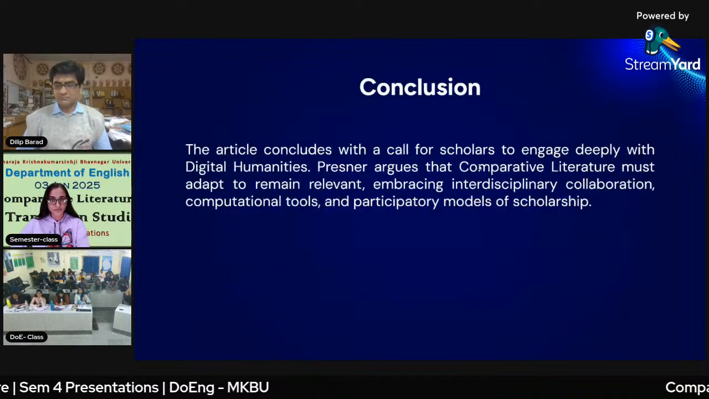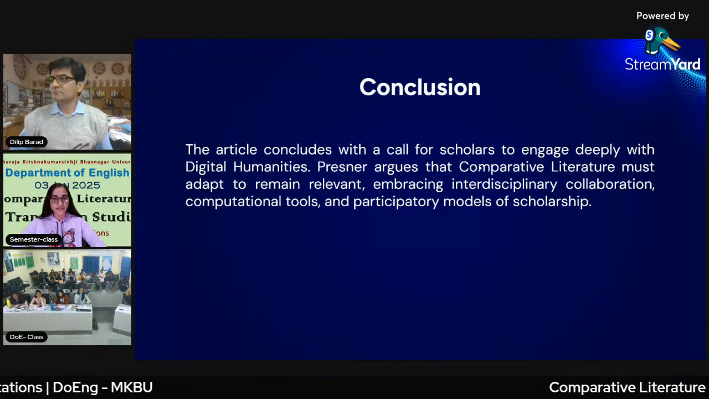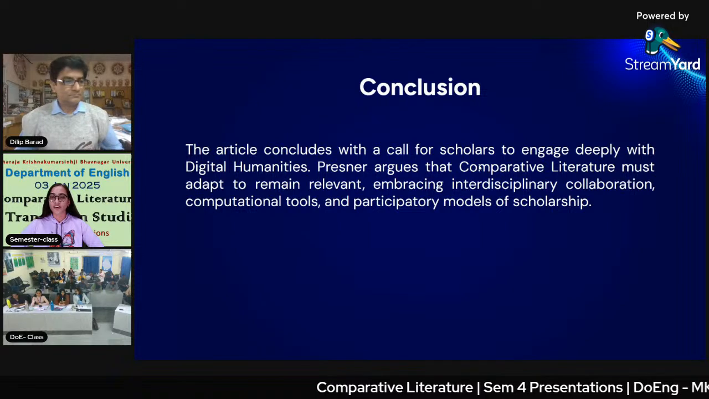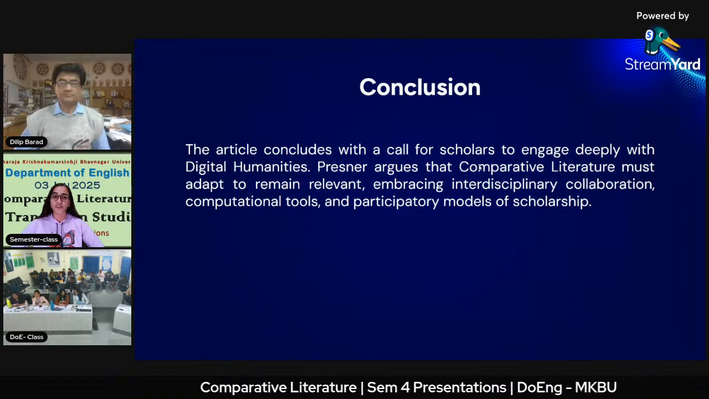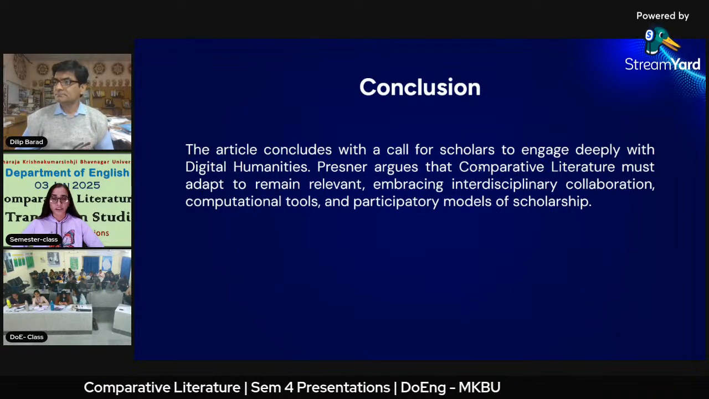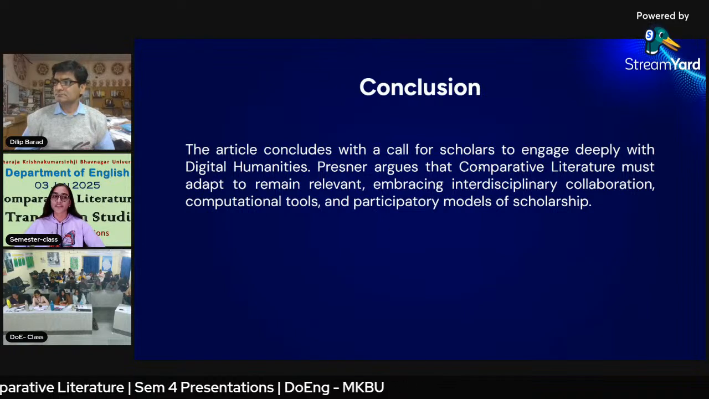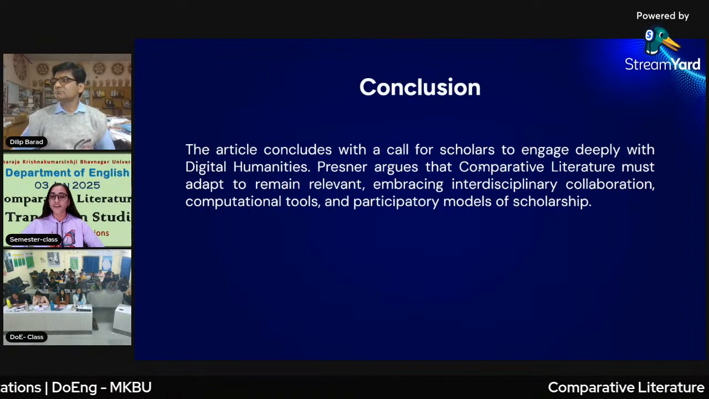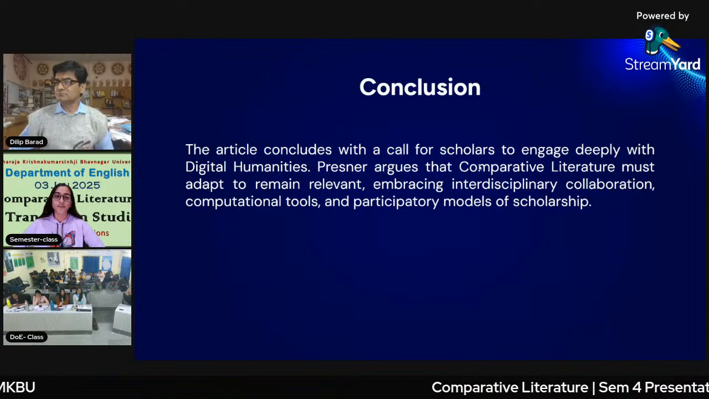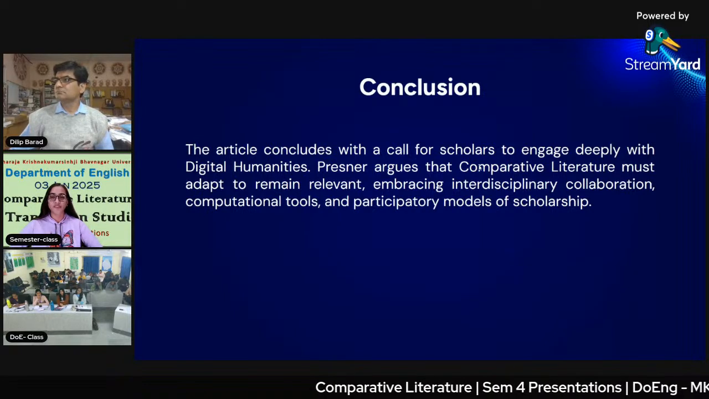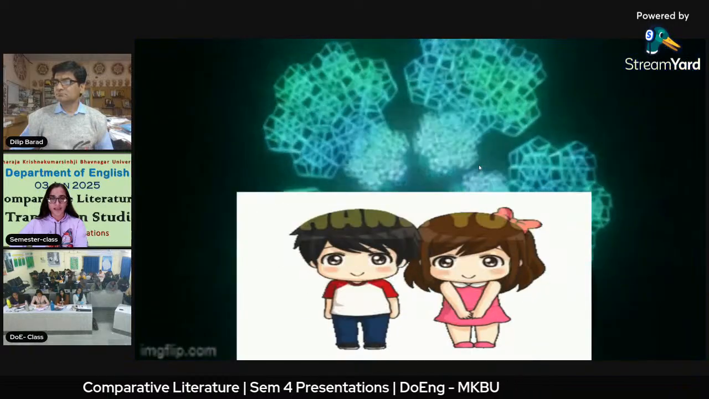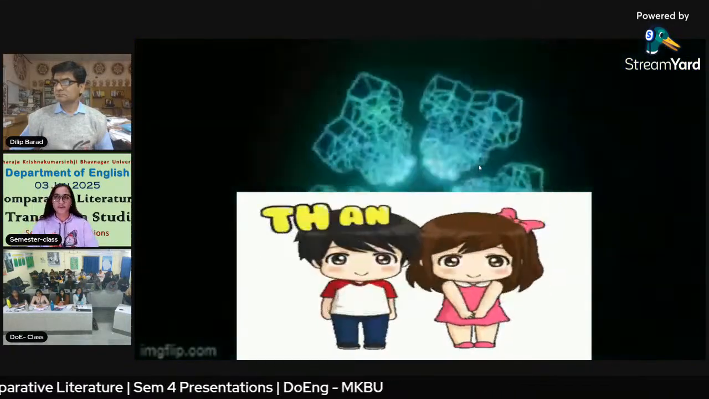context. And last but not least, a conclusion. The article concludes with a call for scholars to engage deeply with the digital humanities. Presner argued that comparative literature must adapt to remain relevant, embracing interdisciplinary collaboration, computational tools, and the participatory tools of scholarship. It's references, and thank you. If you have any question, feel free to ask me.